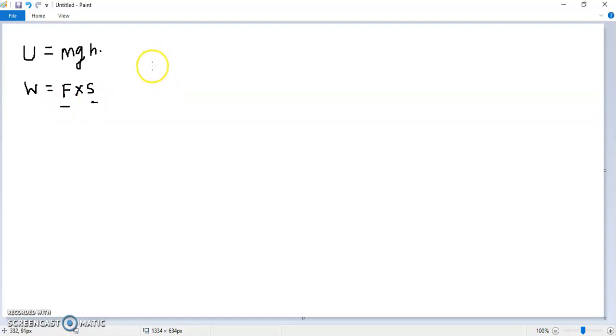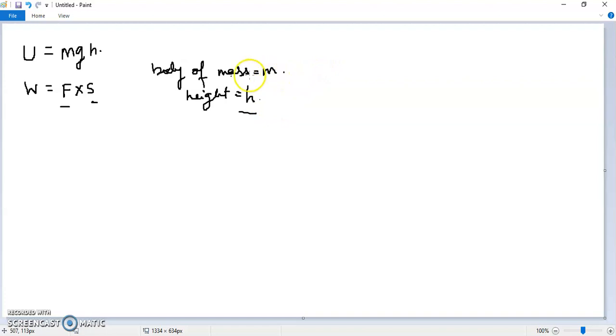So let us suppose there's a body of mass m, and the body moves to a height h. All right, it may come down by height h. You can say in short that it covers a displacement h. It can go from bottom to up, or it can come down from top to bottom. All right, so a body of mass m covers the displacement h.